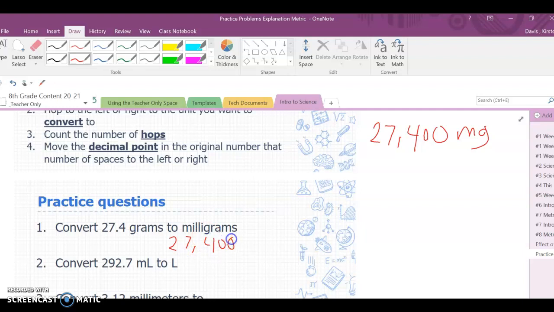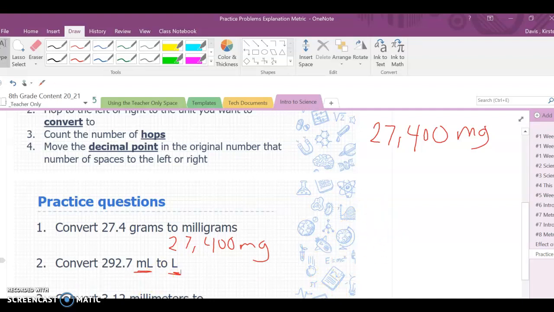$27,400 milligrams. Now for the next one, it's a little bit different because we're going to convert from milliliters, a smaller unit, to liters, a larger unit. So instead of going to the right, we're going to go to the left.